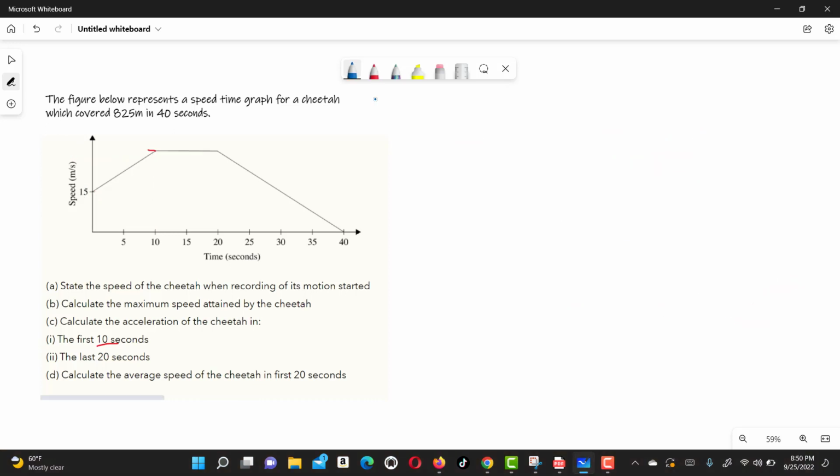So I will leave you with Roman 2. I want you to get the acceleration of the cheetah in the last 20 seconds. Let me know in the comment section.